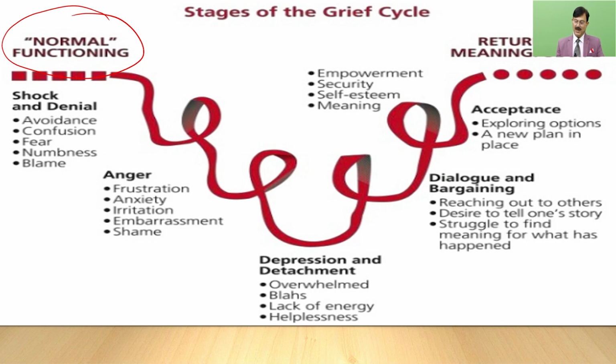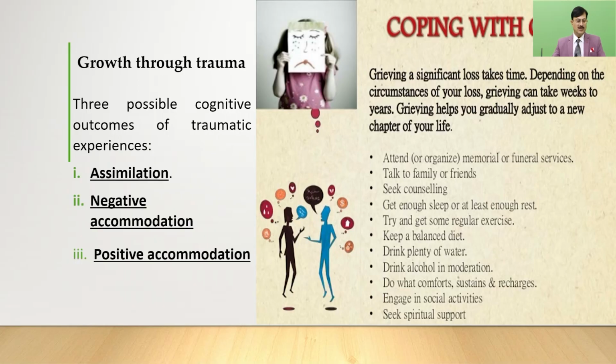The dialogue and bargaining, reaching out to others, desire to tell one's story, struggle to find meaning for what has happened would also be there, followed by acceptance, exploring options in a new plan in place, and finally return to the meaningful life. Now, growth through trauma is possible through 3 cognitive outcomes of traumatic experience: assimilation, negative accommodation and positive accommodation.